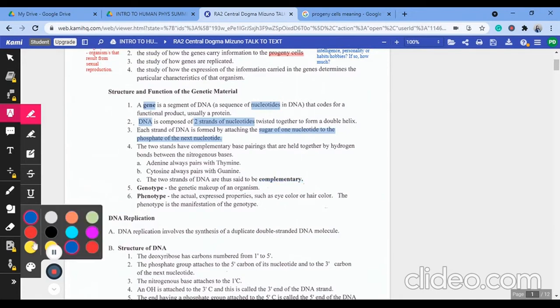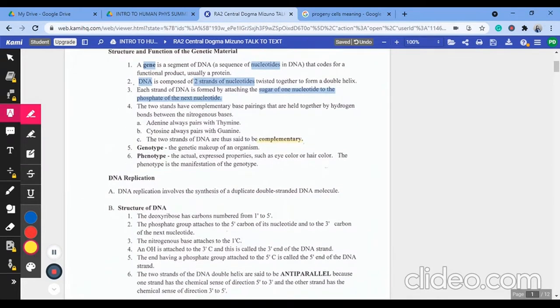Okay, I'm confused as to what they mean by complementary in this part, and I might have to look that up later. Number 5 is genotype. Genotype is the genetic makeup of an organism. Keyword: makeup. Phenotype is the actual expressed properties, such as eye color or hair color. Basically, the phenotype is the manifestation of the genotype.